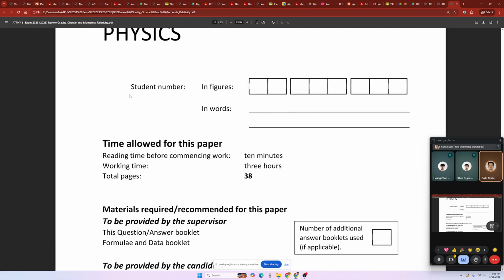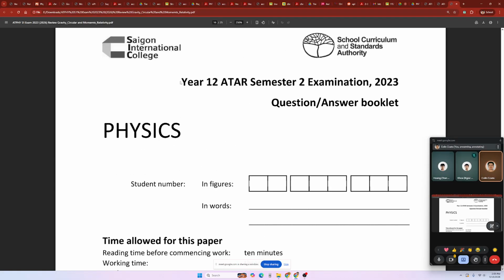The second part of your printouts, this one, semester two examination.